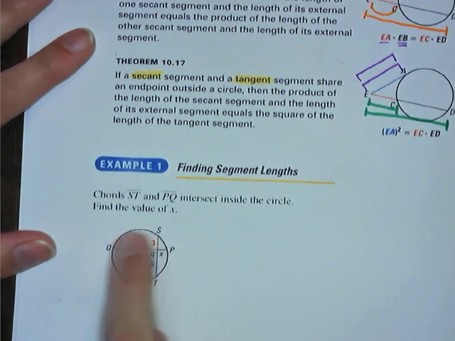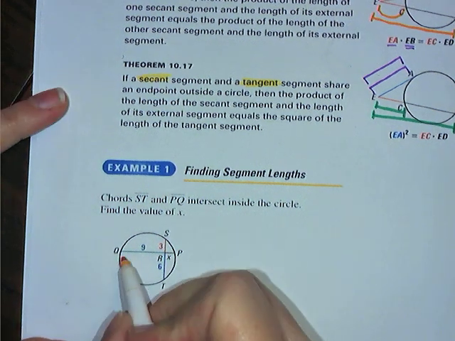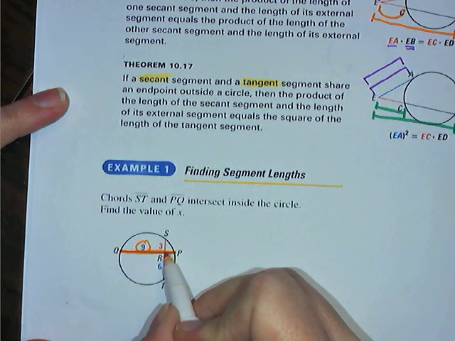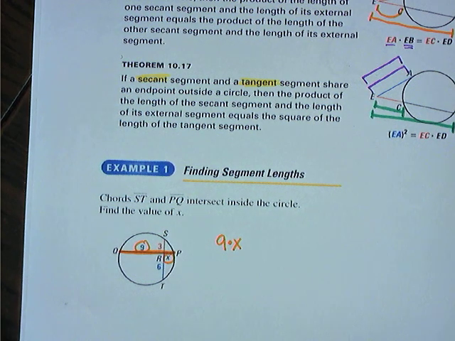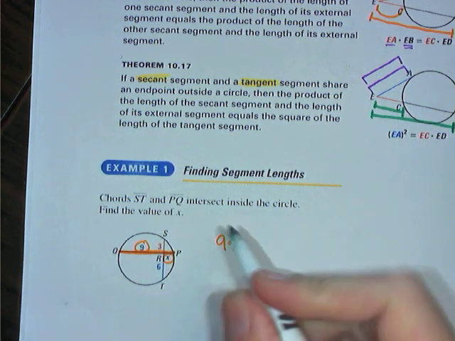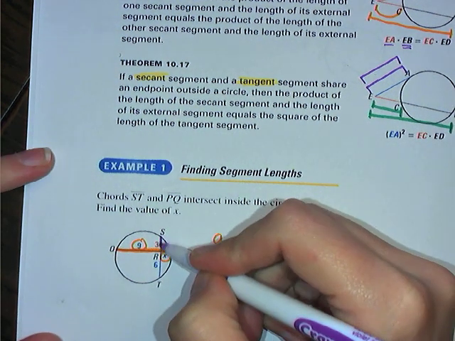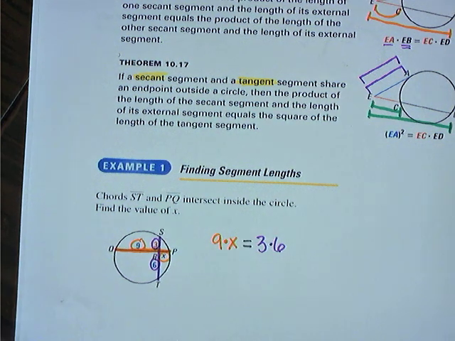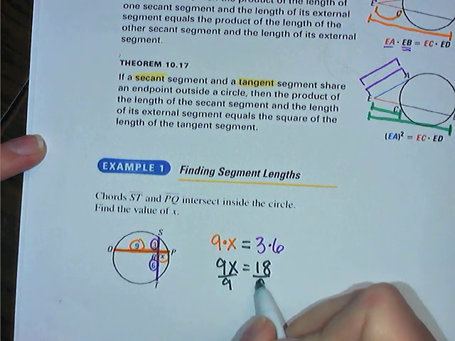Alright, so this is two chords. We're going to figure out what x is. So remember on that one, take each chord. The orange chord has a 9 and an x. So 9 times x equals, then you take the other chord, do the same thing. 3 times 6. And then you just solve that. So 9x equals 18. x equals 2.